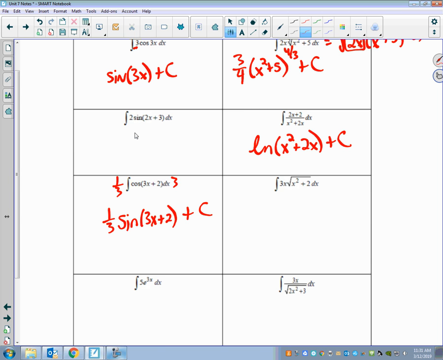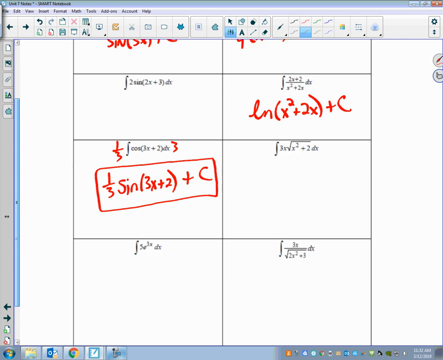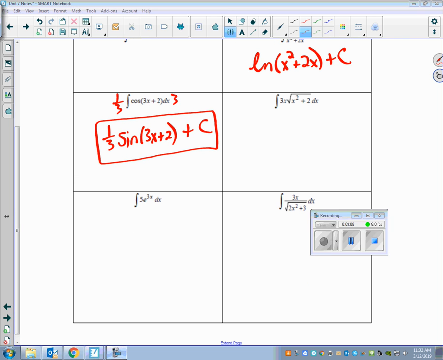And so if I just put a 1/3 in front of my answer, does that fix that missing license to integrate? And I think it does, because the derivative of sine would be cosine of 3x plus 2 times 3, but I have the 1/3 out here to balance that out. And so that's the part that we really have to work on, is what if it doesn't balance? What if it doesn't have that license? How do I fix it?